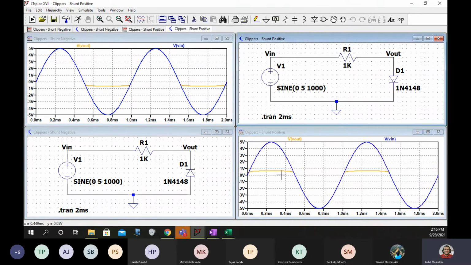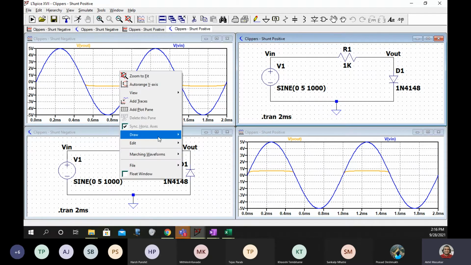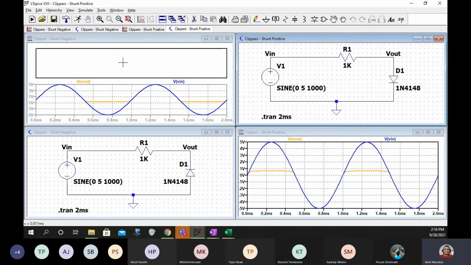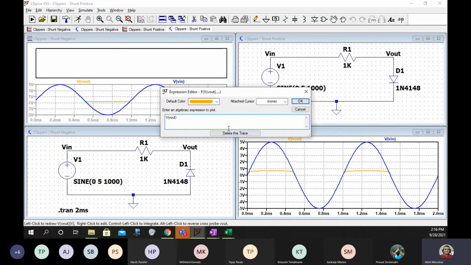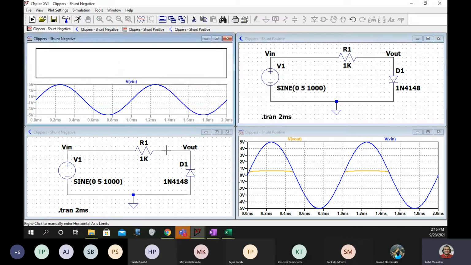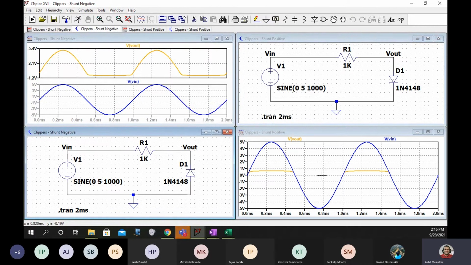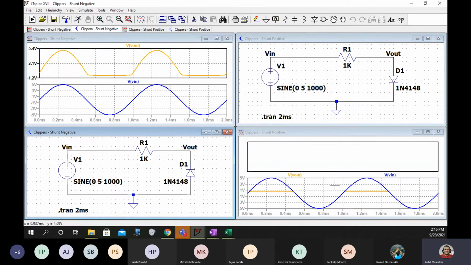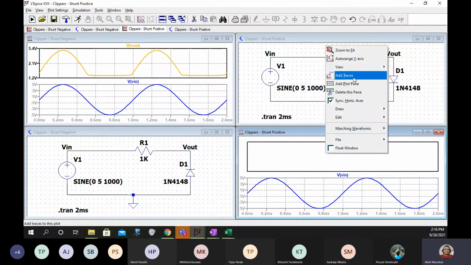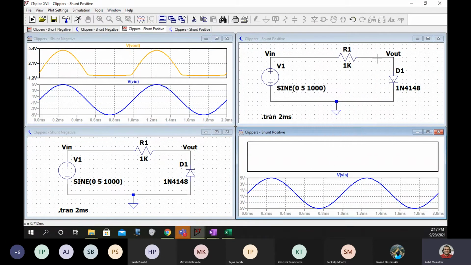V out. These are the waveforms. Now you can see that one waveform is hiding behind the other. So in this case you can take the help of plot plane and remove this from here, and you can plot V out in another plane. So if one waveform is hiding behind the other, make use of another plane.